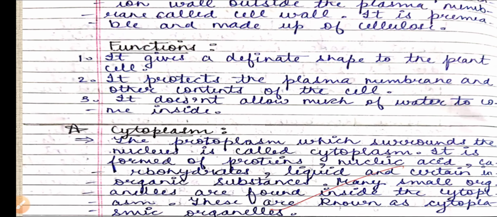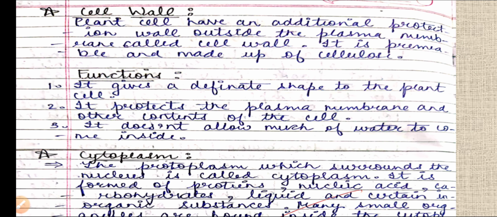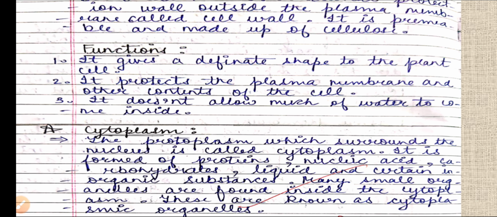Cell wall. Plant cells have an additional protective wall outside the plasma membrane called the cell wall. It is permeable and made up of cellulose. Functions of cell wall: it gives a definite shape to the plant cell, it protects the plasma membrane and other contents of the cell, and it doesn't allow too much water to come inside.